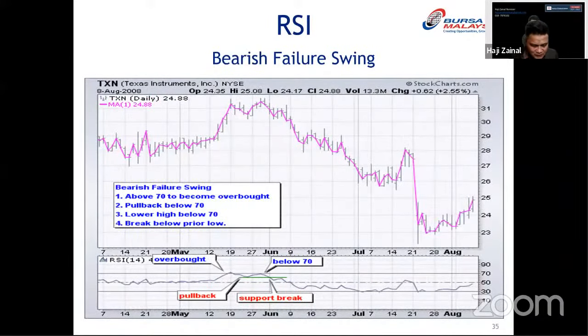This is a bearish failure swing, whereby it gets overbought, comes down, and goes up again. It comes back below 70, and its support is here. It breaks the support here, so which means that this will be the support. That is where it should go.